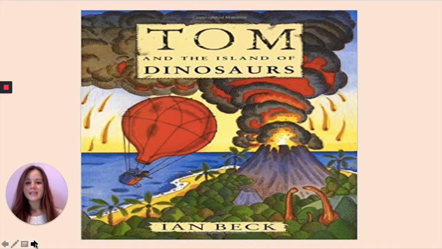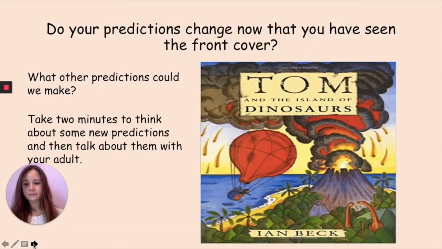So this is our front cover. We've got a hot air balloon, a volcano which is erupting some boiling hot lava. We've got a forest and a beach and some dinosaurs. Do your predictions change now that you have seen the front cover? Have you changed your mind? What other predictions could we make? Take 2 minutes to think about some new predictions and then talk about them with your adult. Pause the video to do this.